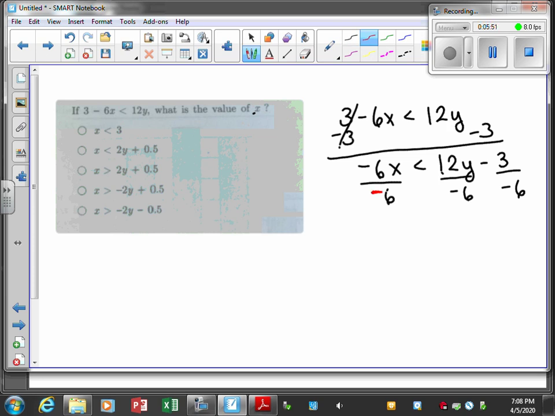Anytime you multiply or divide both sides of an inequality by a negative number, you have to flip the sign. That's a rule for inequalities. So then you're going to get x is greater than 12 divided by negative 6, which is negative 2y. Negative divided by negative is a positive, and 3/6 simplifies to 1/2, but I can look over here and see that they use the decimal form of 1/2, so I'm going to say 0.5. So we're looking for x is greater than negative 2y plus 0.5.